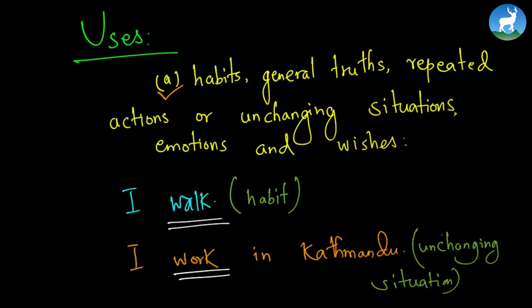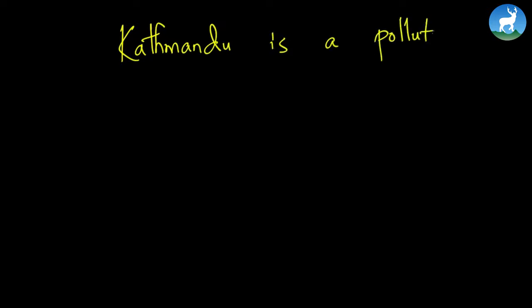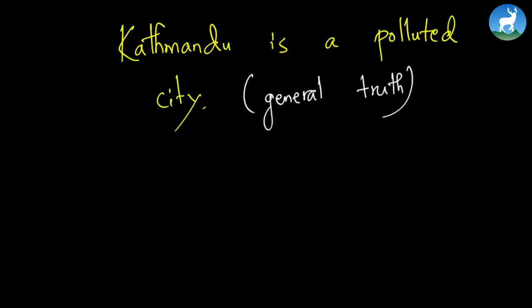Let me give you some more examples. I can say something like this. Kathmandu is a polluted, this is sad but true, polluted city. Now this is what we call a general truth. That's why I'm using the simple form of the be verb, which is is. Kathmandu is a polluted city. That is the general truth.